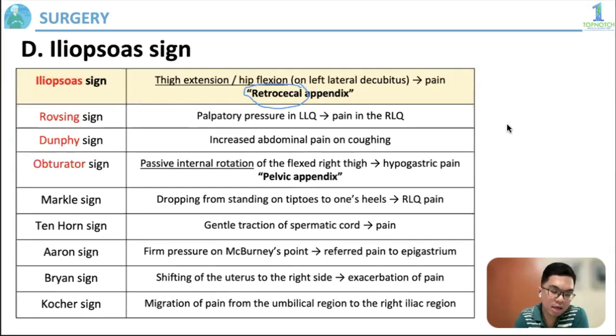And another useful clinical sign is the obturator sign. So on internal rotation of the flexed hip, there's hypogastric pain. And yung implication yun is that the appendix is pelvic in location. Okay? And kindly read up na lang din on these other special signs. Kasi favorite nitong tanongin sa board exams. Okay?